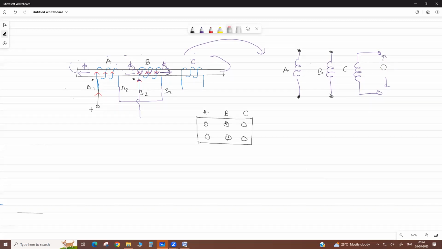Suppose C is the coil. We have to apply the potential here, but 110 only, not 220. Why? Tell me. We connect the remaining two coils' terminals like this, and we apply the potential across this coil. Now we short this and we connect one lamp here. Now it depends whether it is bright or not bright.